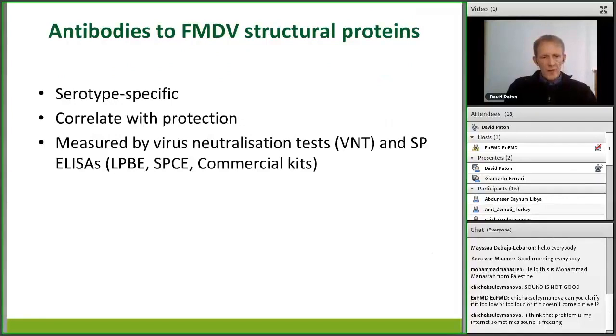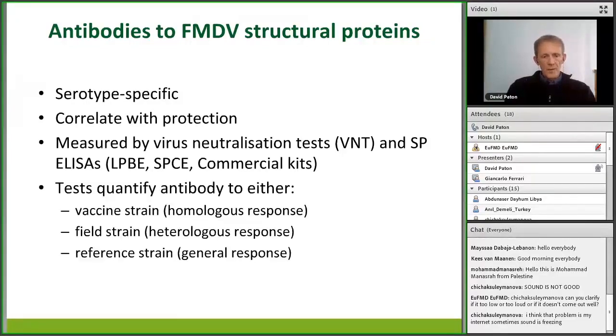So antibodies to the FMDV structural proteins, these are the ones that are serotype specific, that's how the serotypes are defined, and they correlate with protection. The laboratory can do a number of different tests that measure these types of antibody, and common ones are the virus neutralization test using cell cultures and live virus, or various SP ELISA tests, such as the traditional liquid and solid phase tests and commercial alternatives to the solid phase tests that are now available.